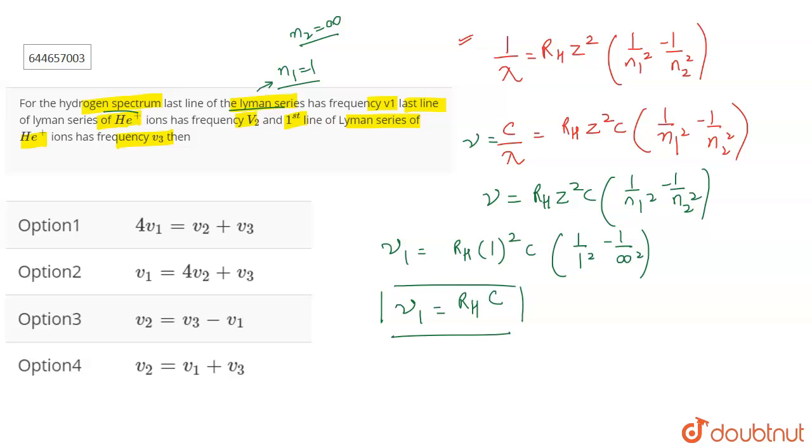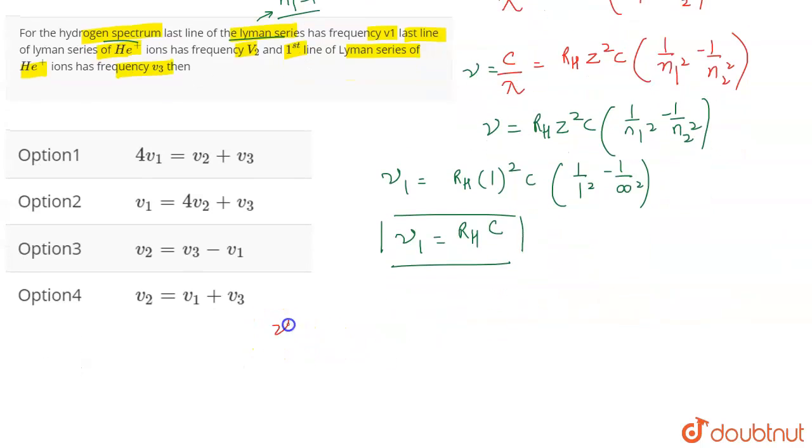Now, talking about nu2. The question says that the last line of the Lyman series of He+ ions has a frequency nu2. So again, if they're talking about the last line of the Lyman series, it means again your N1 is going to be 1 and N2 is going to be infinity. So this becomes RH into Z square. Now Z is going to be 2 square, because they're talking about helium plus ion and the atomic number for helium is 2.